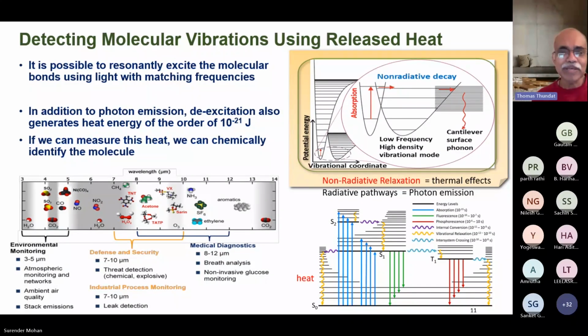The diagram on the right side shows, it's a cartoon again, molecular vibrations. When the molecular vibrations are excited in the higher states, you can have non-radiative decay. That means the energy levels are so packed together that they can just look like a continuum. So they basically lose energy as phonons, not as photons. Next slide.